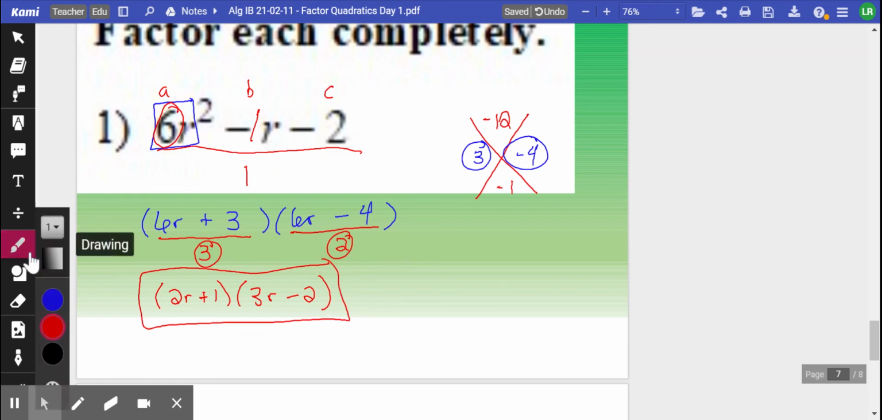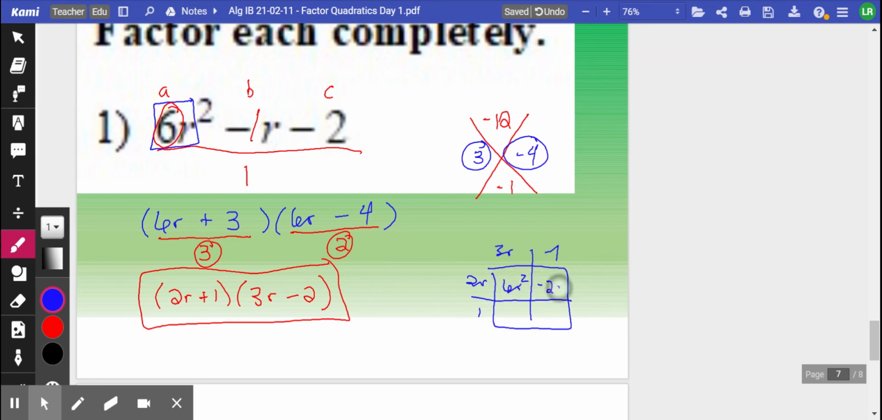Okay. Again, I do want you to see, if I did it correctly and I did my box, and no, you do not have to do a box. I'm just showing you that they do work in reverse order. If I do the box, 2r times 3r is 6r squared. 2r times -1 is -2r.